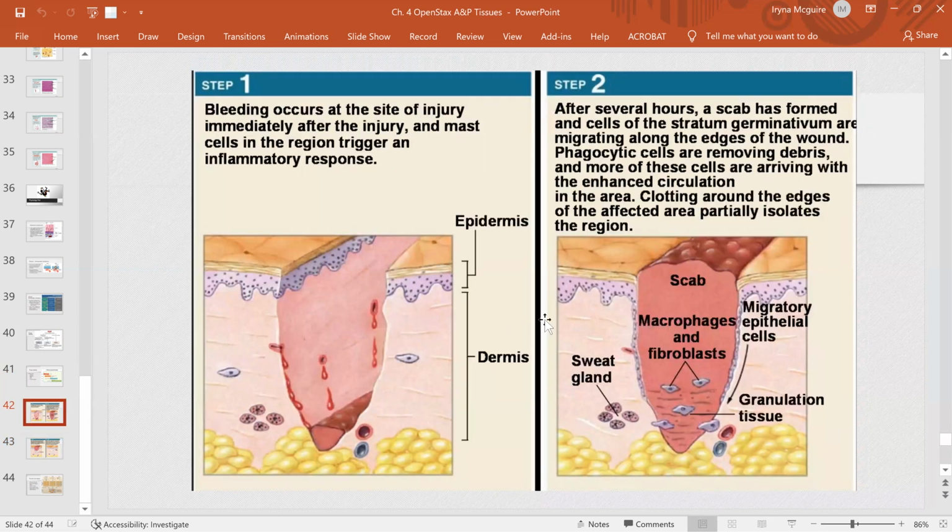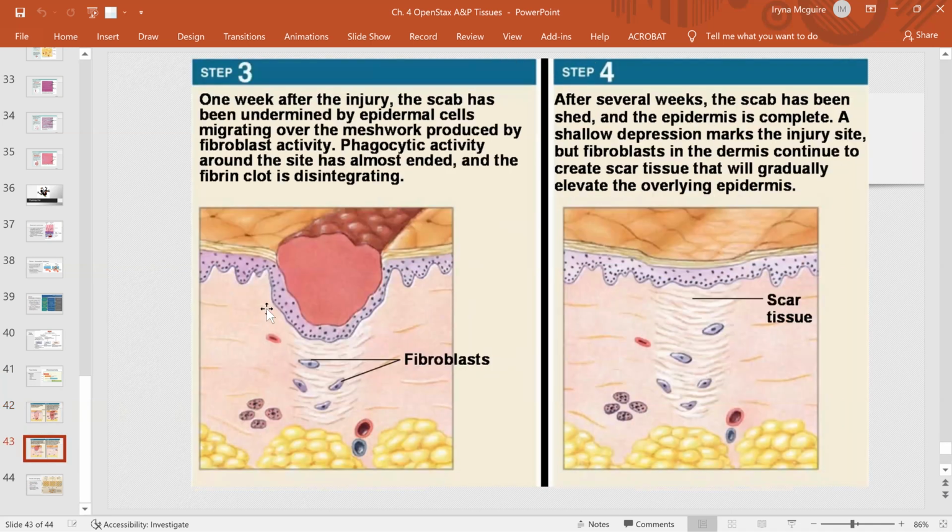What I forgot to mention over here, those cells that are migrating along the sides or edges of the wound, this layer of cells is called stratum germinativum or stratum basale, right? So those are cells, there are stem cells over here, and they can divide, right, and replace cells that are damaged. This is why we have complete regeneration, because cells of stratum germinativum divide and replace cells that were damaged previously, right?